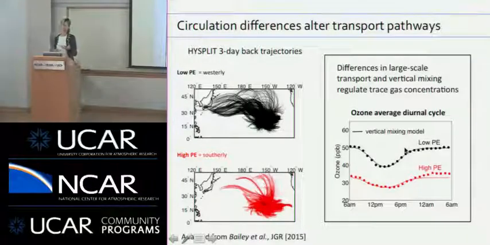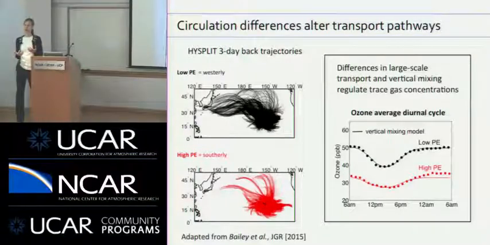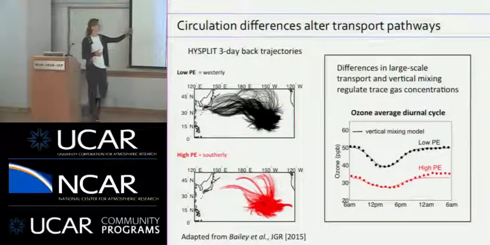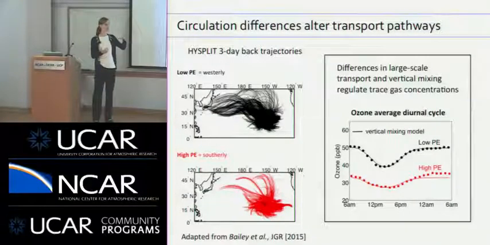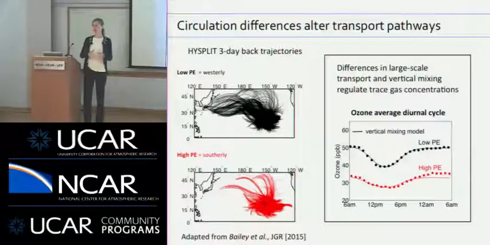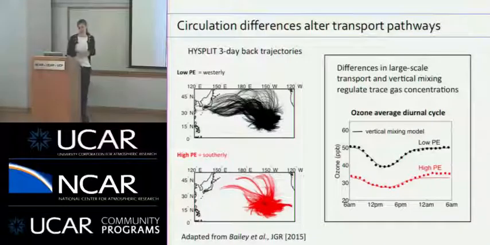But what the solid line underneath these data points is showing is a vertical mixing model. And you can see that the model aligns quite nicely with the data. And that suggests to us that we can actually characterize the differences in diurnal variability based on differences in vertical mixing. So all in all, it's the dynamics, whether it's the large-scale flow or the vertical mixing, that's really controlling the concentrations and the variability in ozone between these different precipitation efficiency conditions.